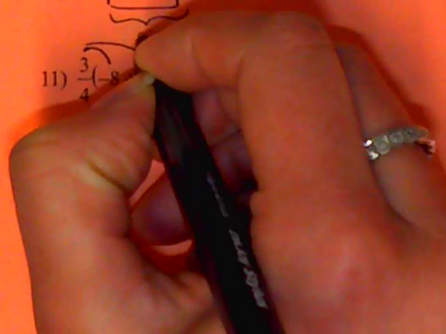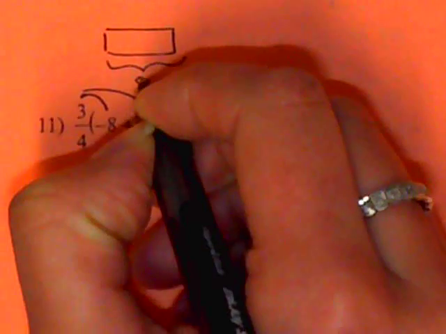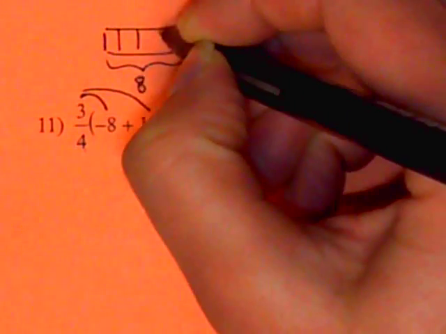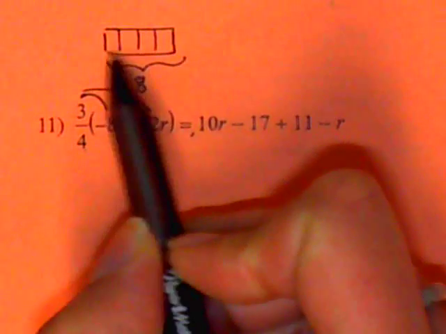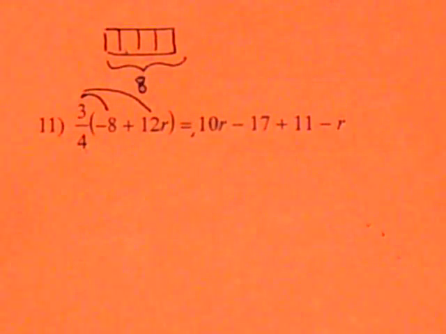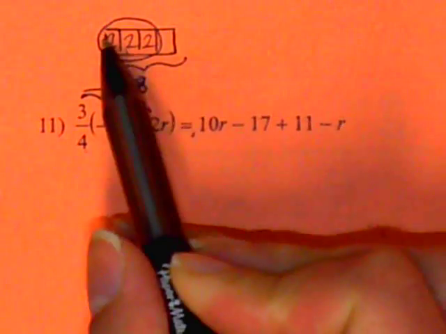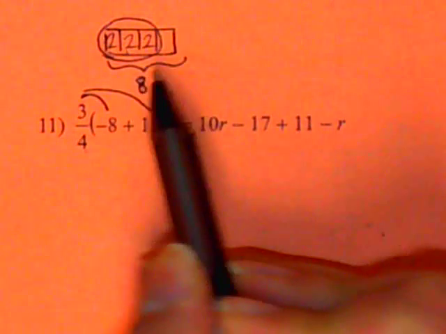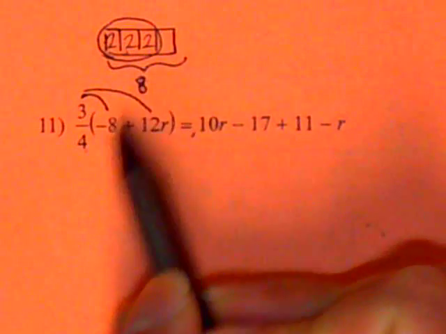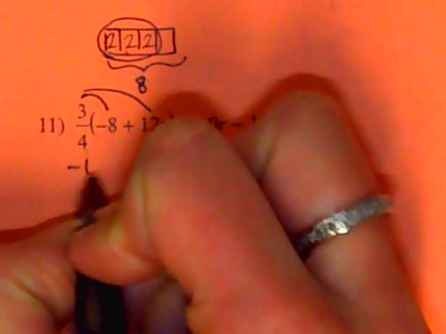For those of you who don't remember, you can draw the model and say that this is 8 and cut it up into fourths and say how much does 1 need to be in order to make 8. So 8 divided by 4 is 2. I need 3 of those. So 3/4 of 8 would be 6. So 3/4 of -8 is going to be a -6.